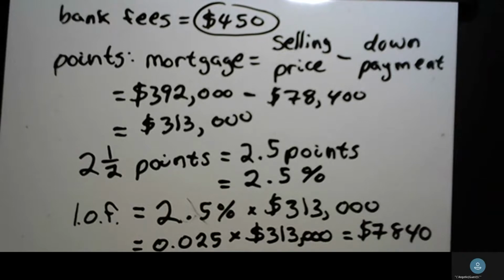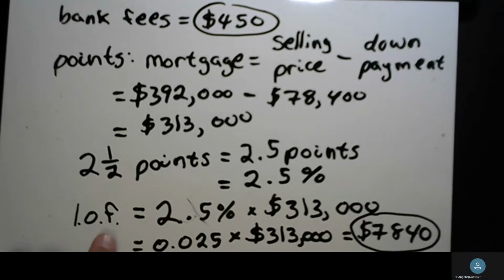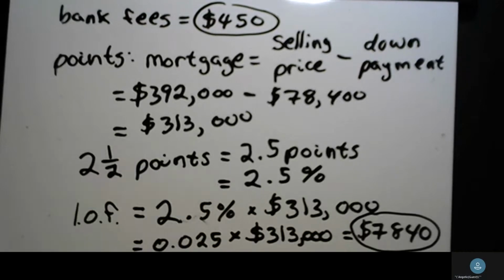The LOF, or loan origination fee, is the fee we calculate using the points. I'm just giving that kind of a quick abbreviation.